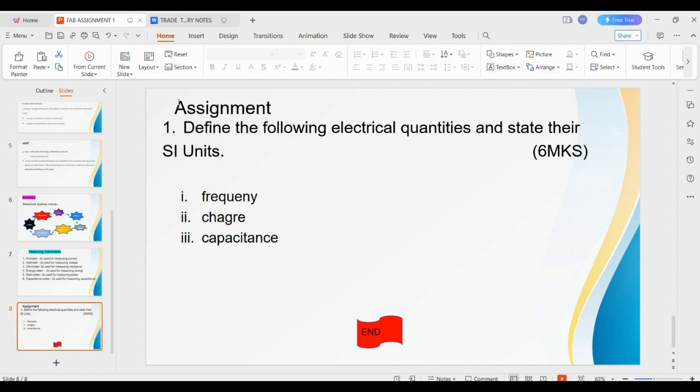So here is an assignment for you: define the following electrical quantities and state their SI units, that is frequency, charge, and capacitance. This assignment should be submitted in our next class.